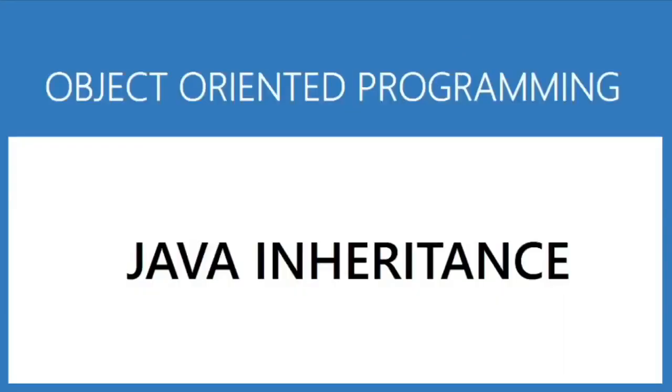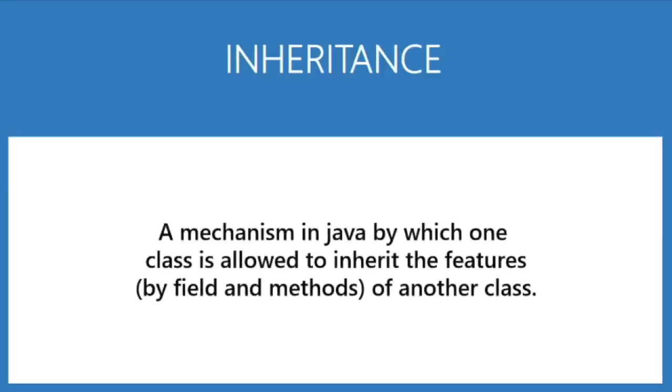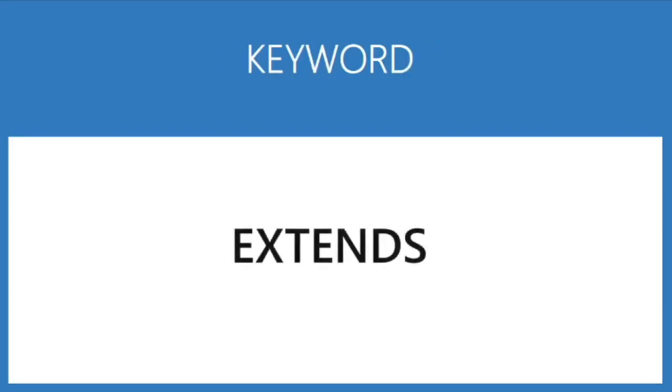Java Inheritance in Object-Oriented Programming. In this tutorial, we will talk about Java inheritance. Java inheritance is a mechanism in Java by which one class is allowed to inherit the features, fields and methods, of another class. In Java inheritance, we use the keyword extends.